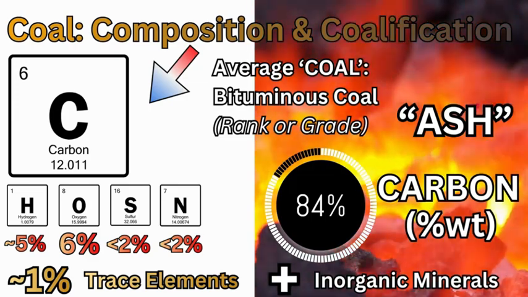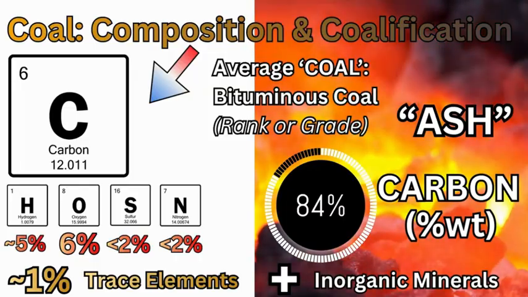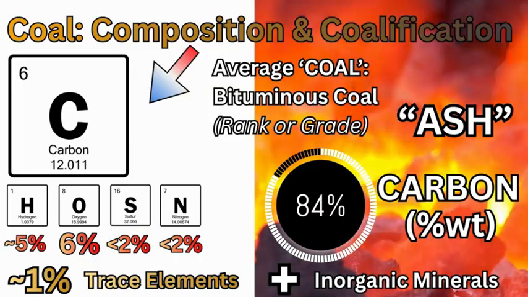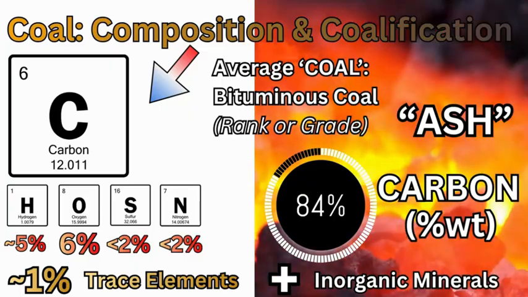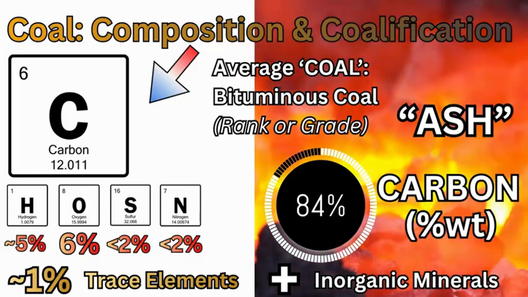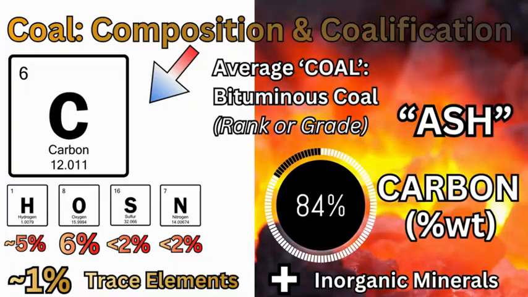So the combustion of this sedimentary rock is directly linked to its chemical composition, i.e. carbon, oxygen, sulfur, nitrogen, and hydrogen, and also its formation and origin, and how this dead and decaying plant material became coal over the course of hundreds of millions of years of burial and physical and chemical changes.